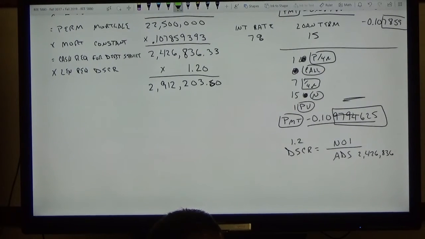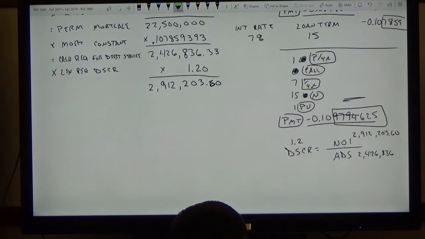And so once again, we can pop that in here if we want to, just to finish out that little piece. Obviously this number represents, as you take a look at the sheet, our required net operating income.